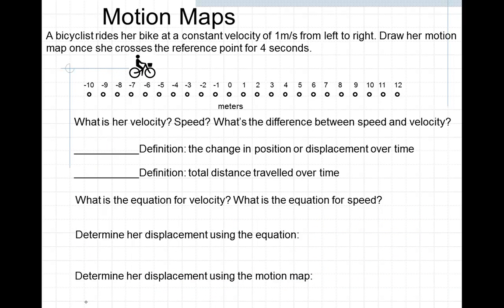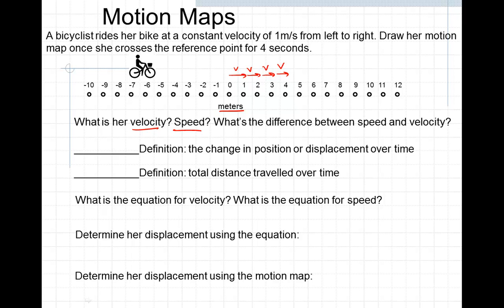Okay, now in this motion map, it says a bicyclist rides her bike at a constant velocity of 1 meter per second from left to right. Draw her motion map once she crosses the reference point for 4 seconds. So here's the reference point at 0 meters. So once she crosses it, we would draw a vector like this. 1 meter per second, every second. So she covers 1 meter every second, and we'll do that for 4 seconds. We want to know what her velocity is and her speed, and look at the relationship between them.